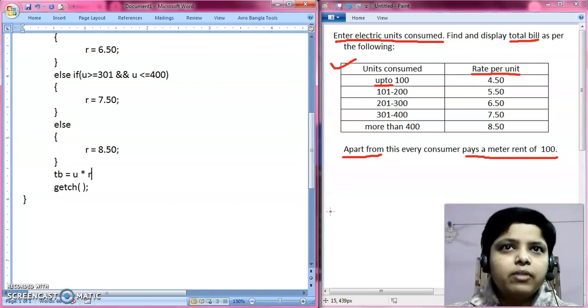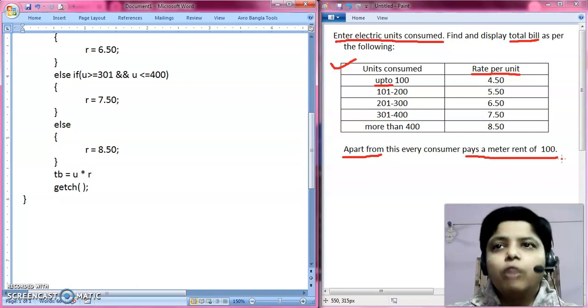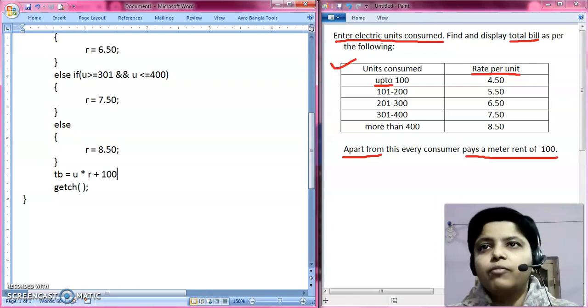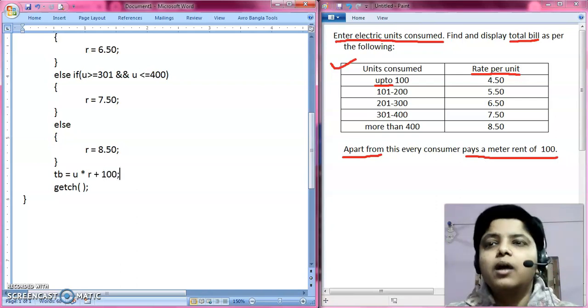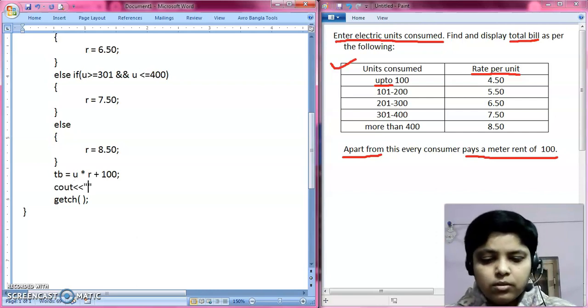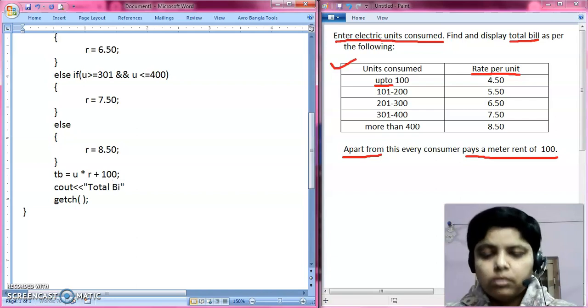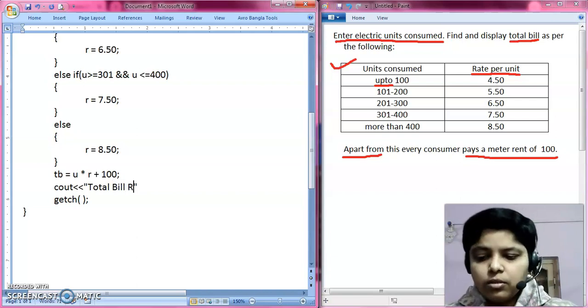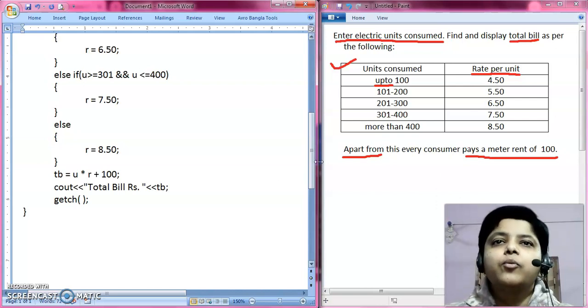Now let's have a look at the last section, where it says apart from this rate, we also have to pay a meter rent of rupees 100. So I am going to just add it here, after calculating the total bill. Now the print statement part, where you will write total bill. It is also in rupees. So your variable is TB. Give a semicolon and your program is done.